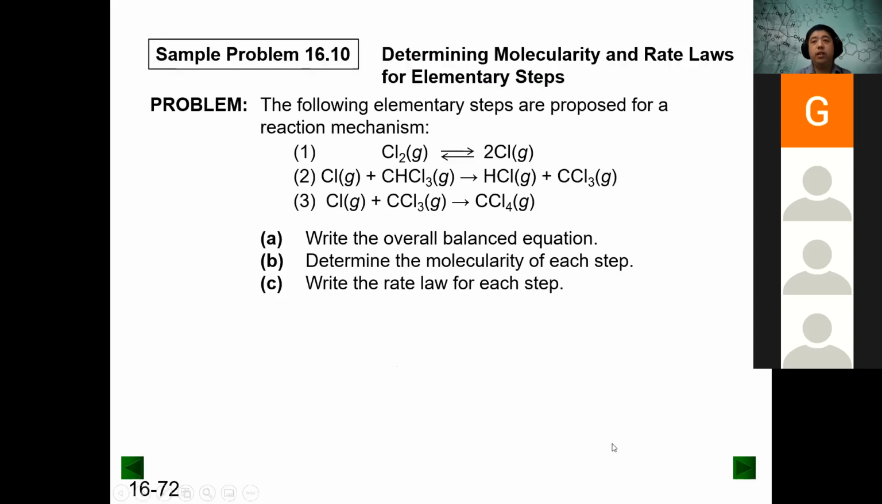Okay, so looking at this, I want you to go ahead and write an overall balanced equation, determine the molecularity of each of these steps, and then try to write a rate law for each one based on what you see here. Remember, rate law only involves your reactants. So I'll give you a second to work on that.